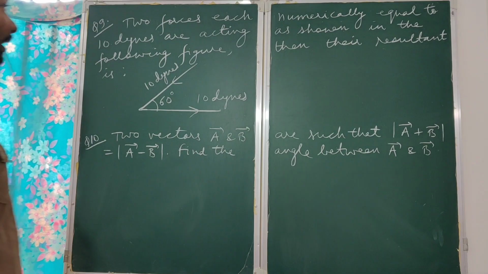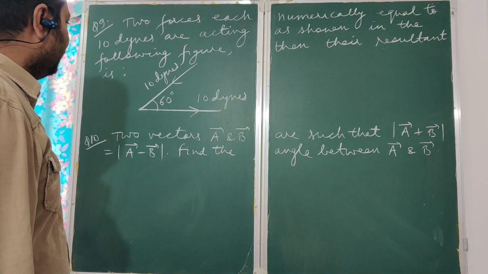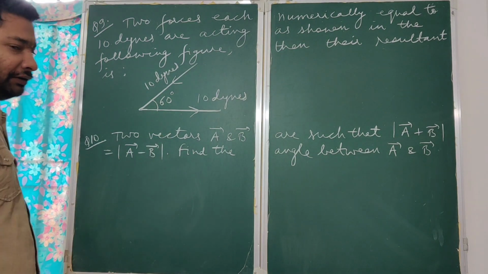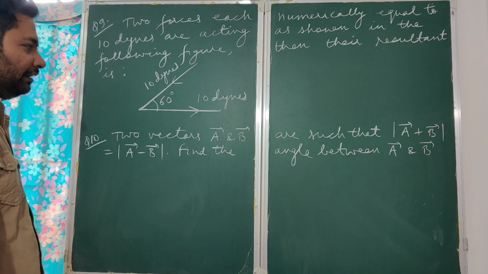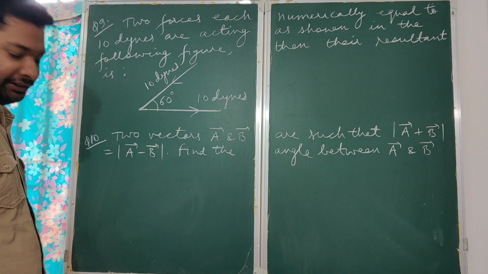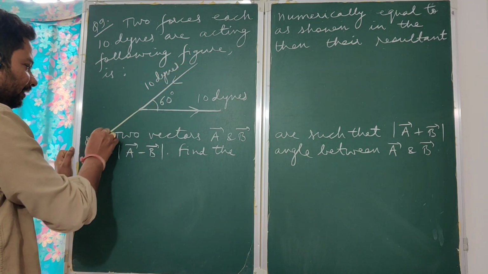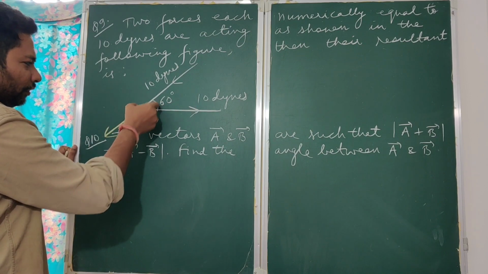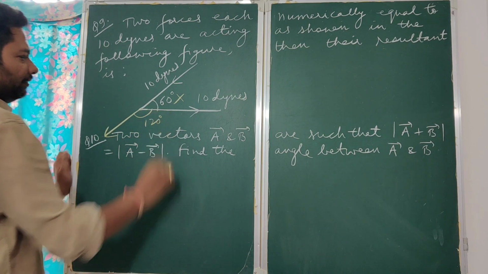Problem. Two forces each numerically equal to 10 dynes are acting as shown in the following figure, then their resultant is. Now you can see, whenever we want to find out the resultant or add the two forces which are there in vector form, we have to take the angle between their directions. So here what is the direction of this vector 10 dyne? It is acting in this direction. So that means the angle between the two forces is not 60 degrees, it is 120 degrees.